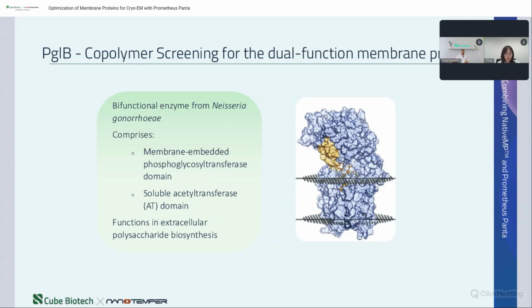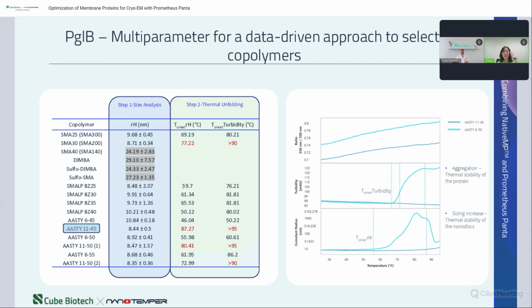So if we go to the next slide. Yes, just a second. Here you go. You can see the same workflow was also used for PglB to select the optimal copolymer candidate. And here using Panta, you can see that from the step 1 size analysis, comparing the hydrodynamic radius allows the triage of copolymers that give larger particle sizes of around 20 to 30 nanometers.